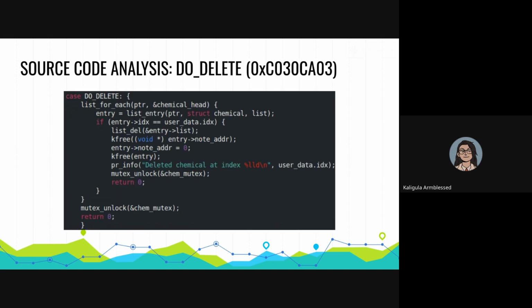And lastly, do delete is also very similar. It will compare the user provided index value with the chemical's IDX value. If they are the same, it will just delete that chemical from the linked list. So it will do a list delete. This is very important later. And then it will free the object.